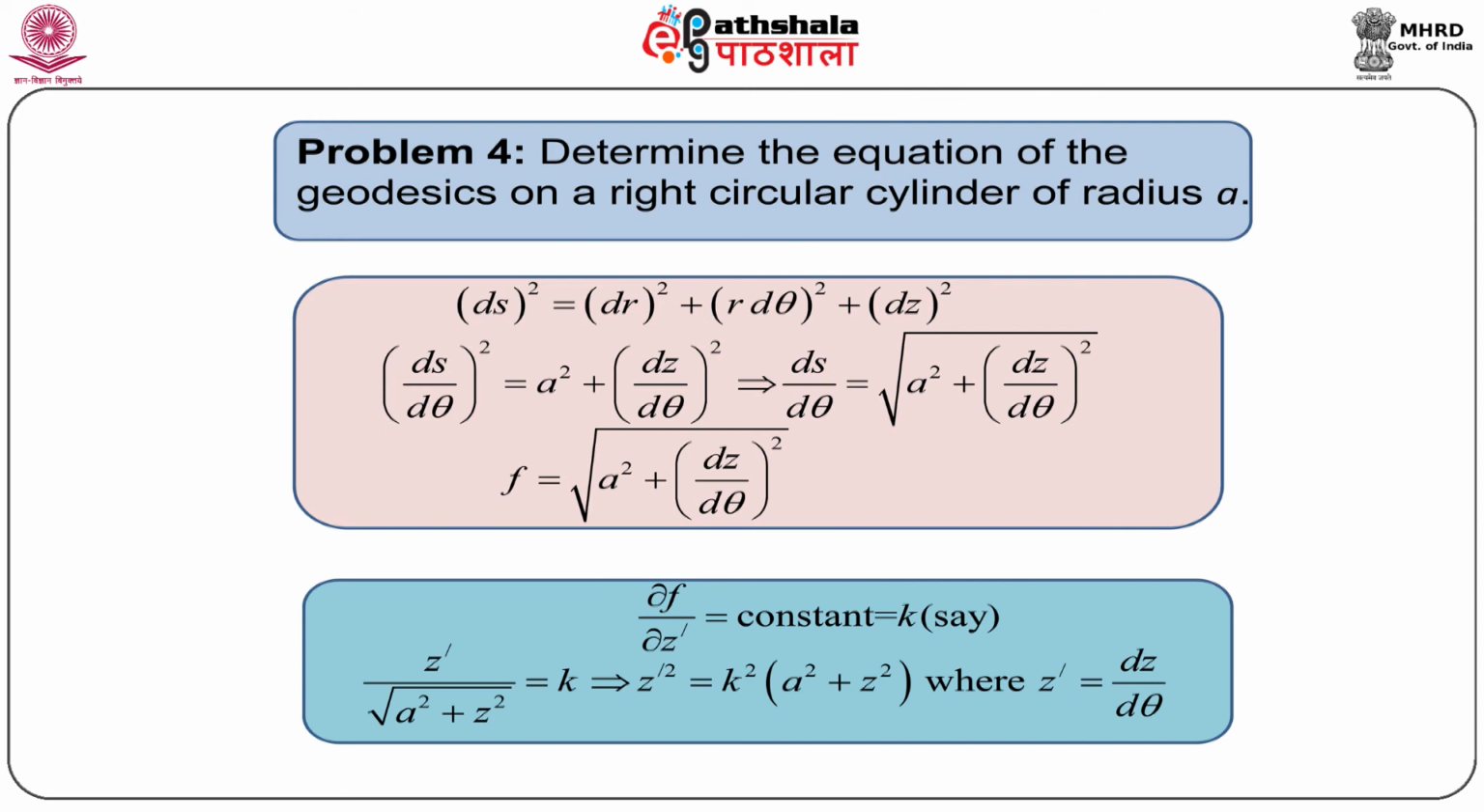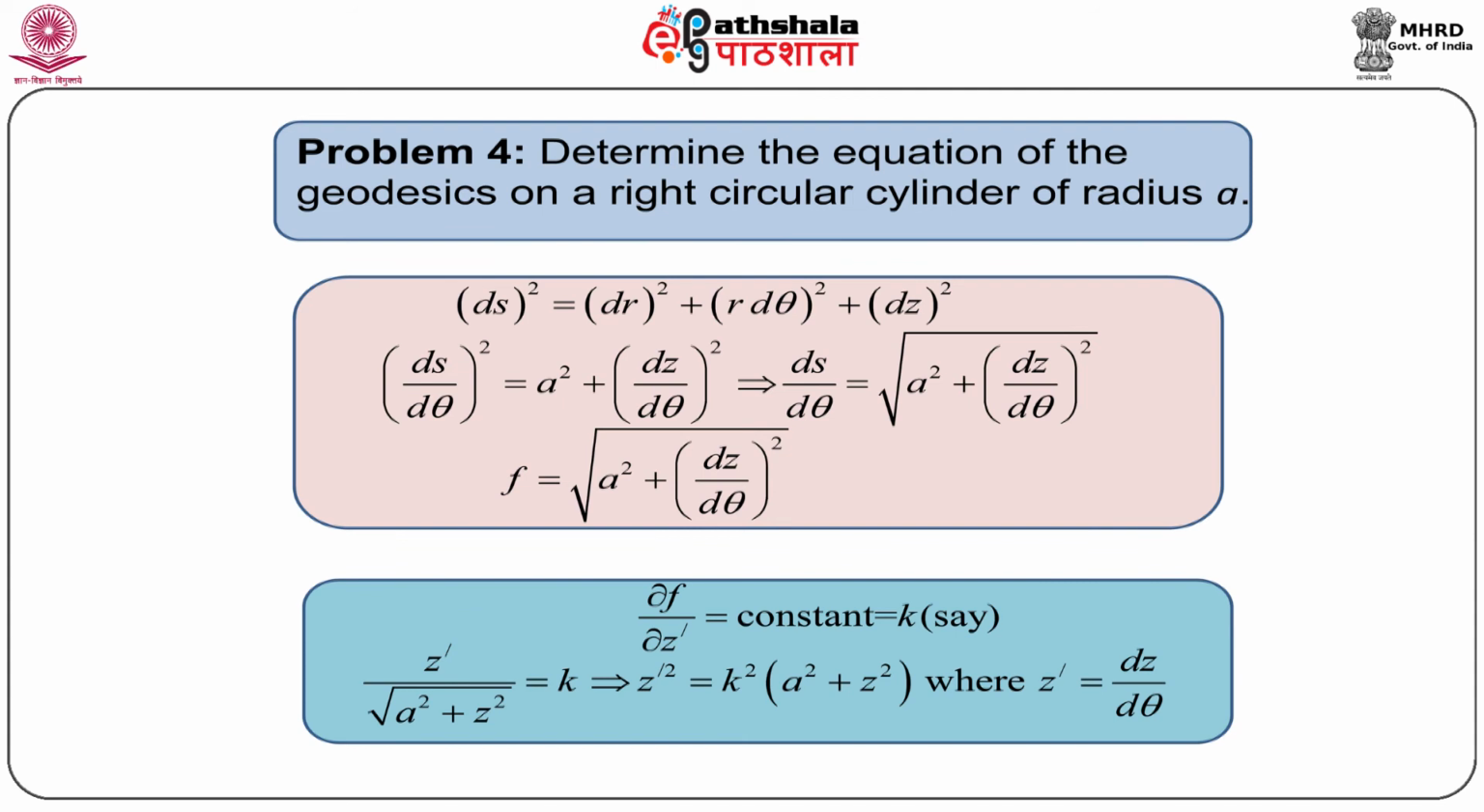Thus, by Euler-Lagrange equation, we have this one. Calculating the partial derivative, we get this. After squaring, we get this one. Here z dash means d by d theta of z, which is the ordinary derivative of z with respect to theta. Taking square root of this, we get this result.